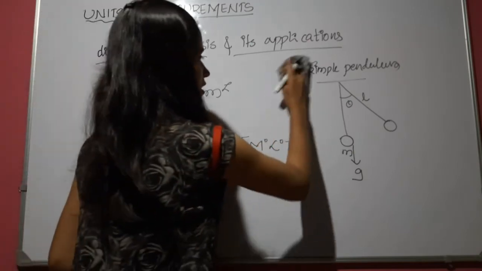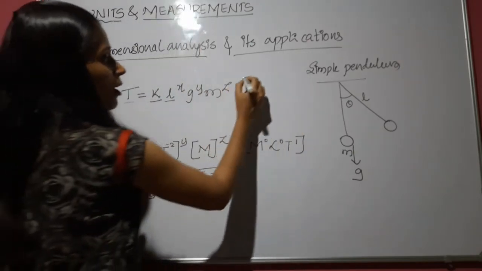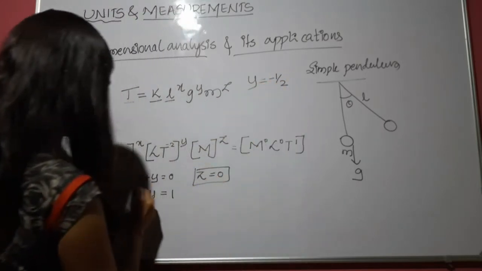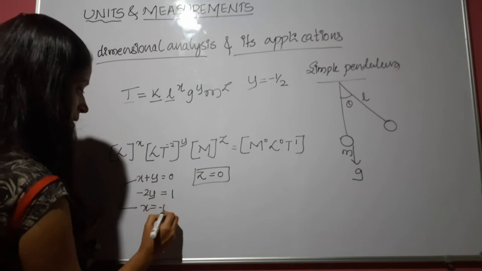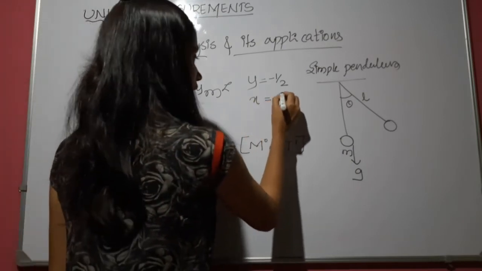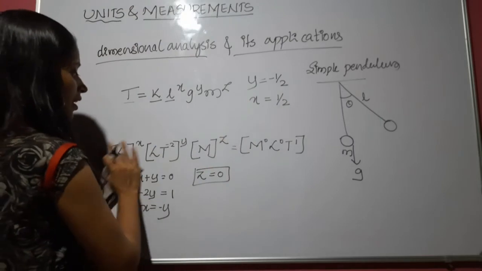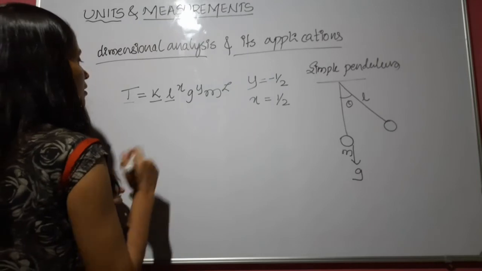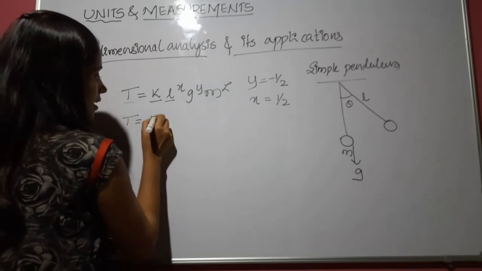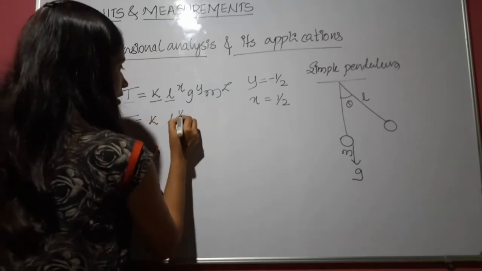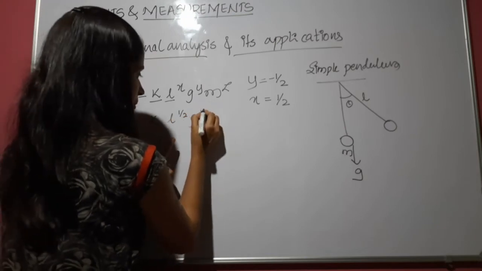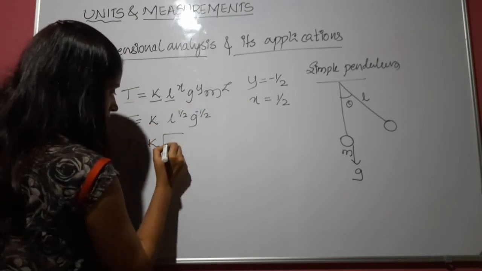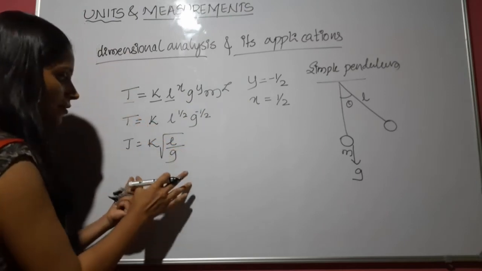So after solving this, y is equal to minus 1 by 2. So here x is equal to minus y. So x is equal to half. So what we can write? T is equal to K L power half G power minus 1 by 2. So we can deduce the equation.